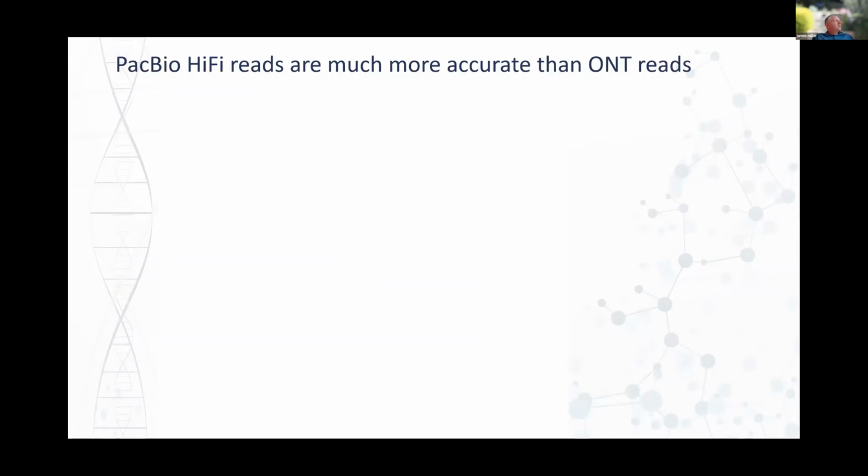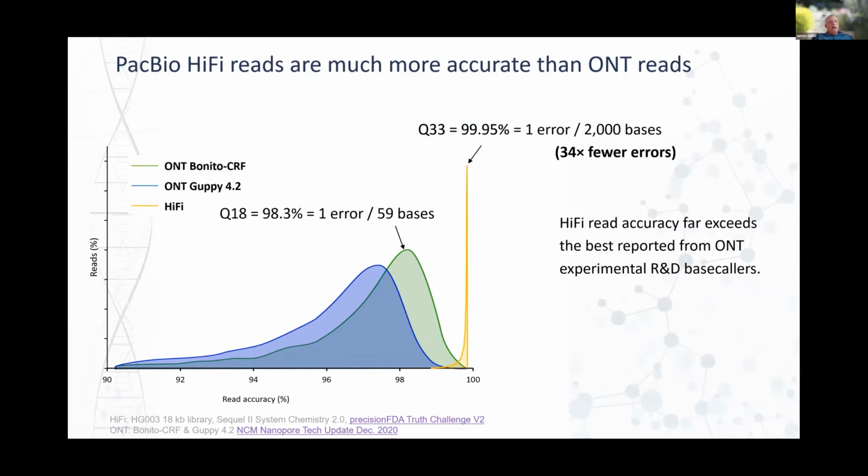So how much more accurate are PacBio HiFi reads compared to ONT reads? I know that there's a lot of ONT sequencing in New Zealand. It's easy to access. You can get a little sequencer and do some sequencing. So I know there's a lot of people using it, and there's discussion about it getting better and better. But I just wanted to show this chart to show you how it actually compares.